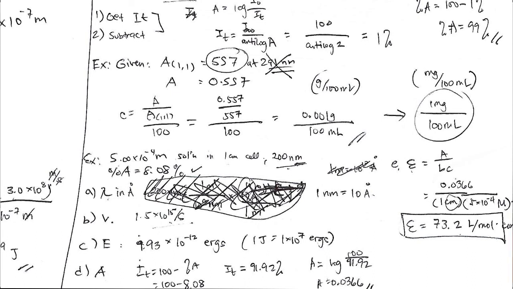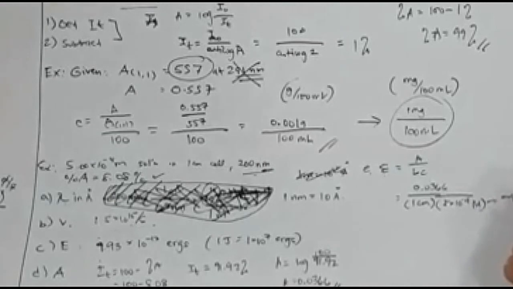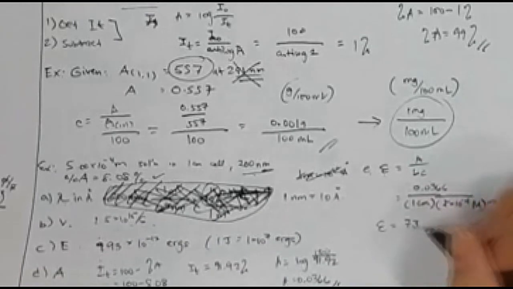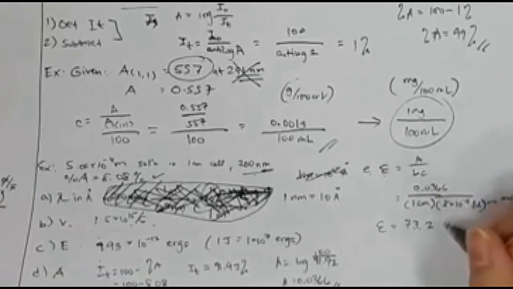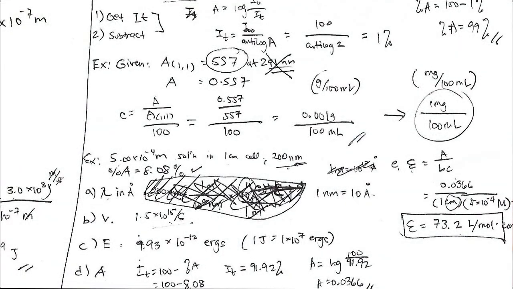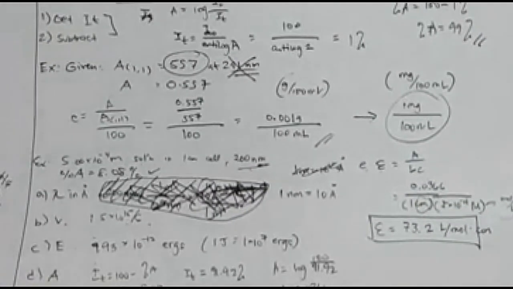So don't forget, molar could also be in moles per liter, because our C here is actually in molars, whereas earlier our C was in grams per 100 ml. So they really want to confuse us with different units. They love confusing people. So here, the answer you should get is 73.2 liters per mole times cm, just different units. Okay, that's it.